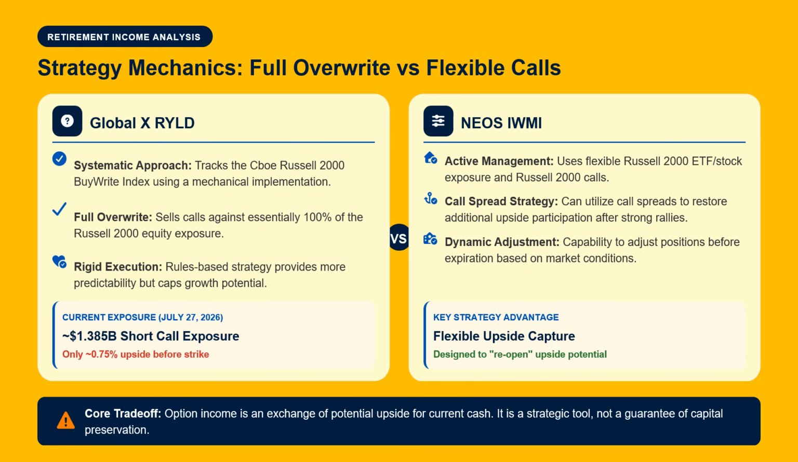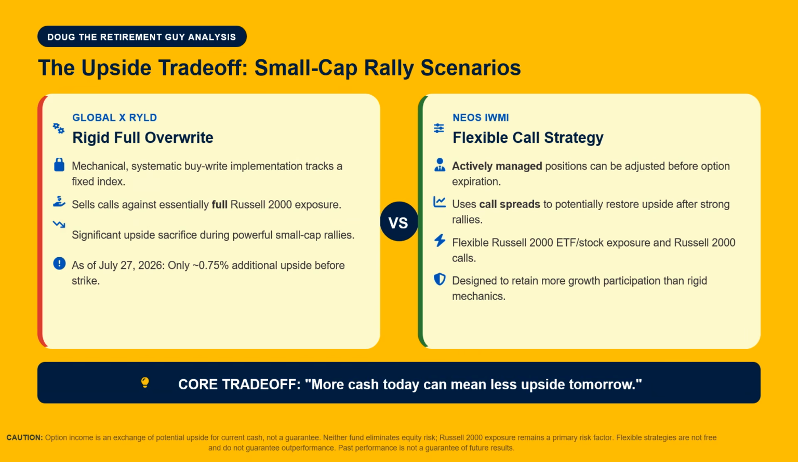So it's one of those things I'm going to tell you. I think you're going to get probably more growth in NEOS than you will Global X. And I think you'll probably get more yield from Global X than you will with NEOS. I could be all wrong. That's why I do this presentation. And honestly, I don't look at these ahead of time.